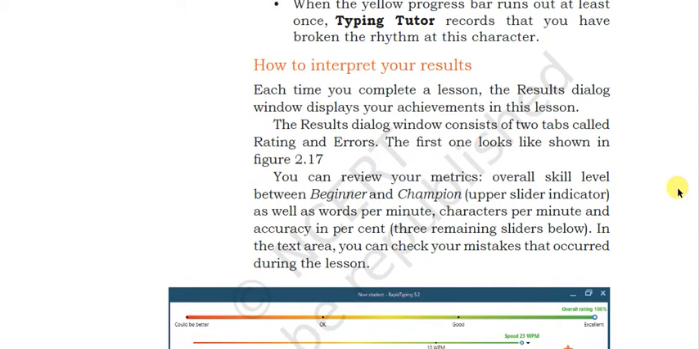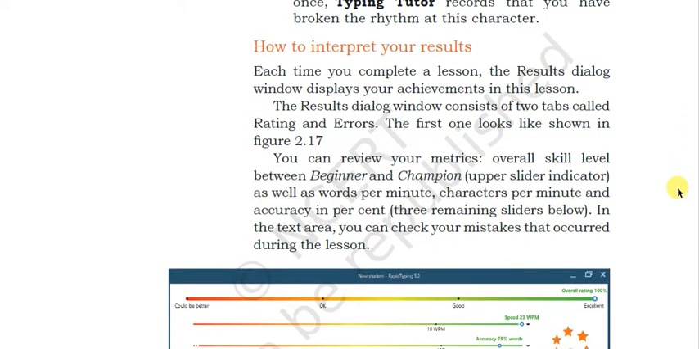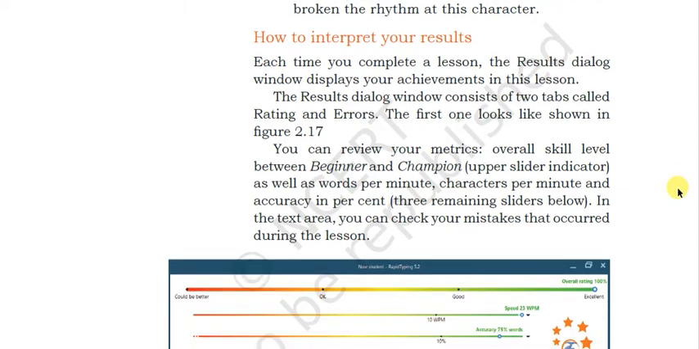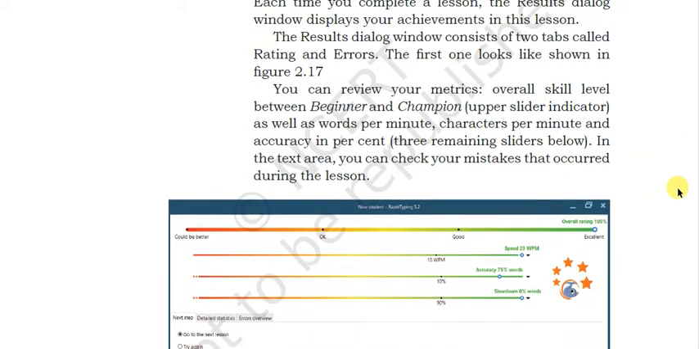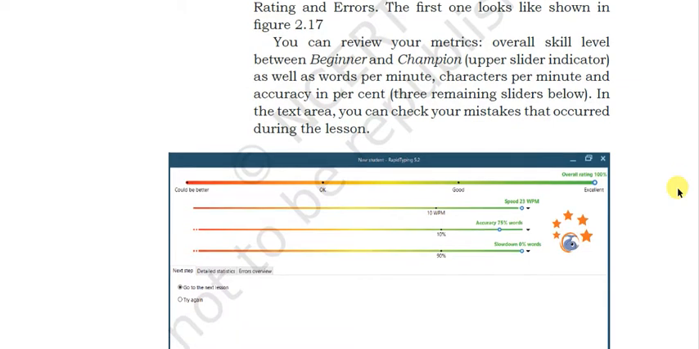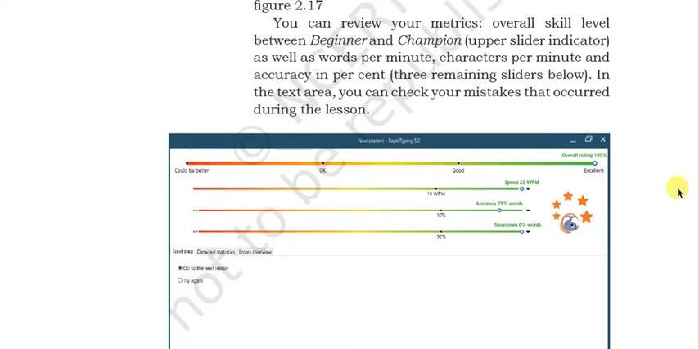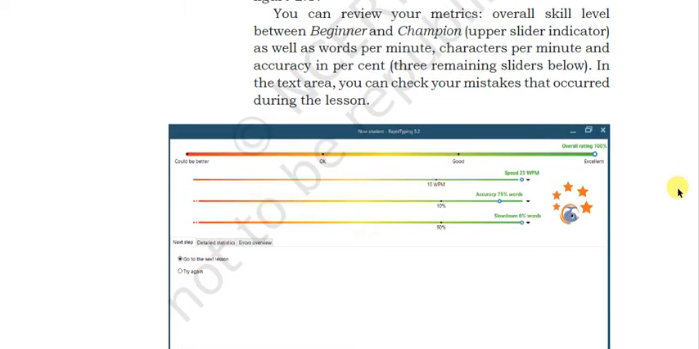Now, how to interpret your results? Each time you complete a lesson, the result dialog box will appear to show your achievement in the lesson. Okay, it will have 2 tabs: rating and errors. The first one looks like shown in the figure, you can review your meters. Overall skill level between beginner and champion. Okay, characters per minute, words per minute, accuracy in percentage, all these things are shown. So you can check your progress.